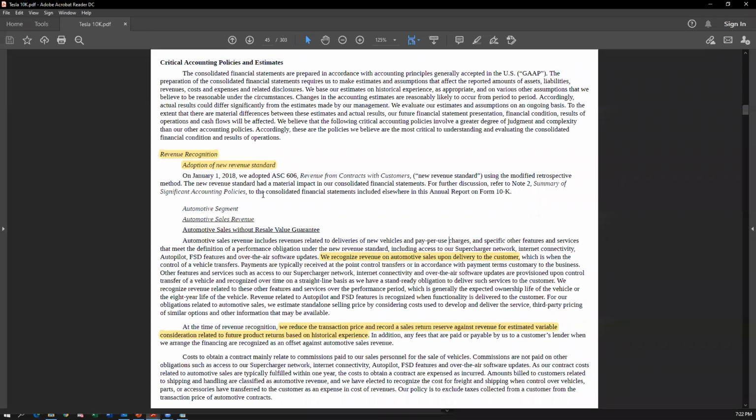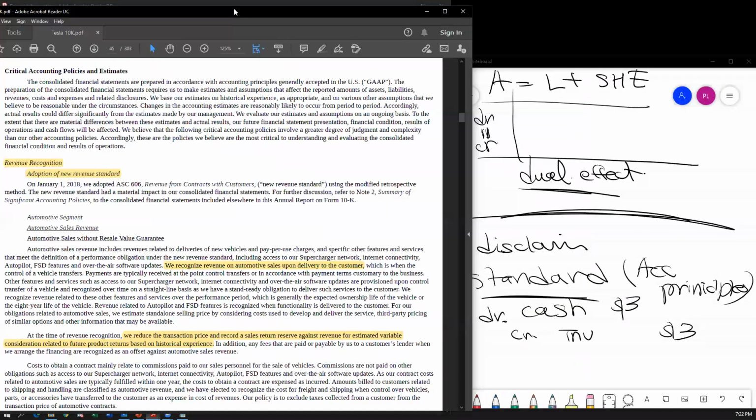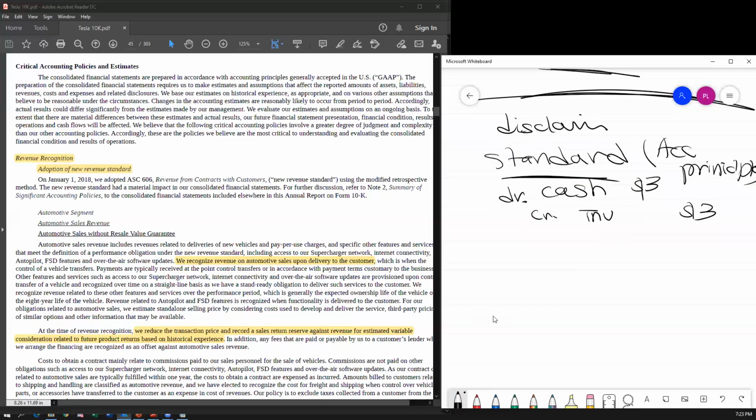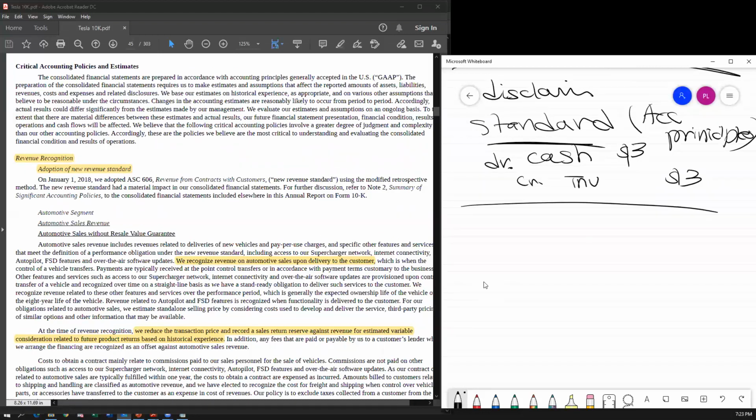Okay, so I want to provide you more details with respect to the change in revenue recognition principles. Since we are MBA students, not undergrads, according to Tesla, we recognize revenue on automotive sales upon delivery to the customer. So I want to talk about this. When do you report revenues? Okay, let me just give you an example here.